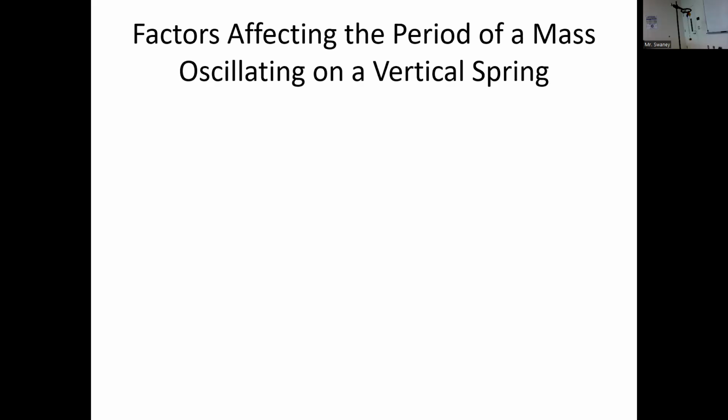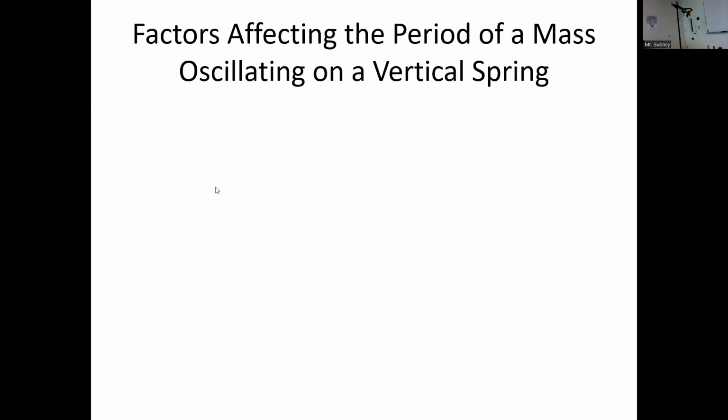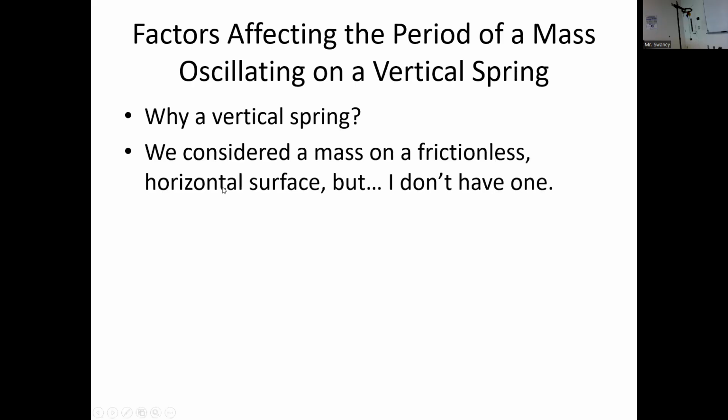Okay, we are going to talk about the factors affecting the period of a mass oscillating on a vertical spring. So we're going to have here a mass on this vertical spring. And you might ask, hey, why are we going to use a vertical spring? Because we considered a mass on a frictionless horizontal surface, right? We had a mass going back and forth, left and right.